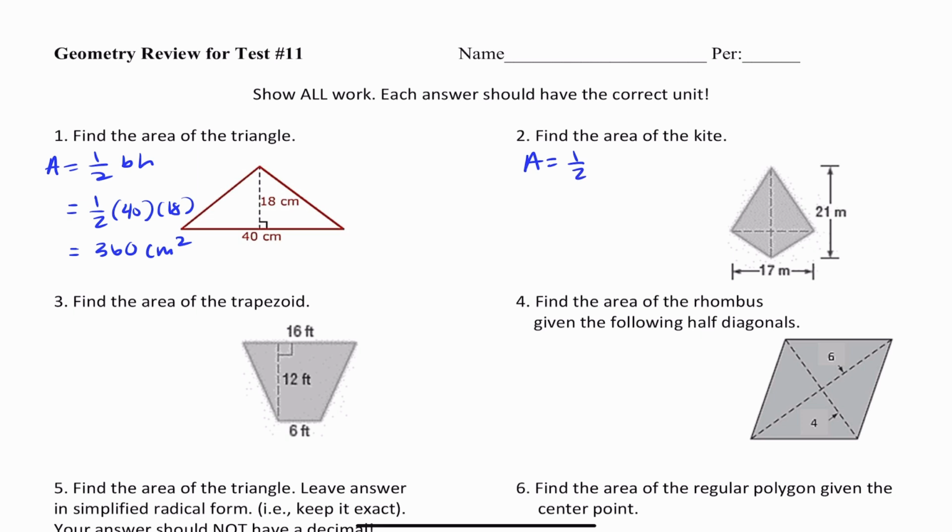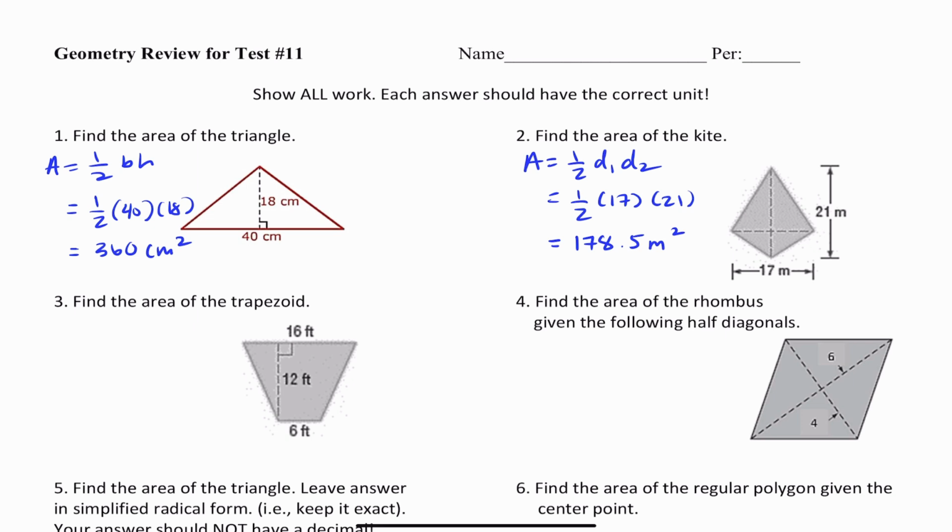For number 2, it says find the area of the kite, so that's just going to be A equals 1/2 times diagonal 1 times diagonal 2. So all of this is multiplying, so we have 1/2 of our first diagonal, which is going to be 17. So 1/2 times 17 times 21. So I can go ahead and put this all into my calculator. I can do 0.5 times 17 times 21, and that is going to give you a decimal. So it is 178.5 exactly, and our unit will be meters squared.